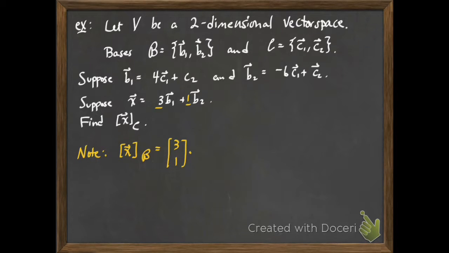So notice, if I ask for the b-coordinate vector of x, that's easy to compute because x is already expressed as a combination of b1 and b2. And I see that the b-coordinate vector is just 3, 1.